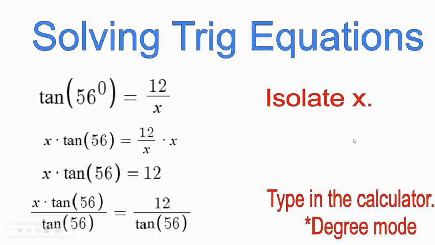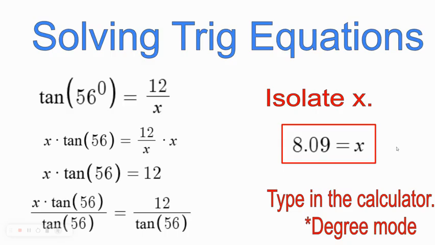Again, our angle is in degree measurement. So I want you to make sure you're in degree mode and you're typing 12 divided by tangent of 56. And you're going to get 8.09. If you get anything other than 8.09 when you type in 12 divided by tangent of 56, I want you to check and make sure you're in degree mode so that you're telling the calculator, I'm giving you an angle in degree mode, and the calculator can answer appropriately.